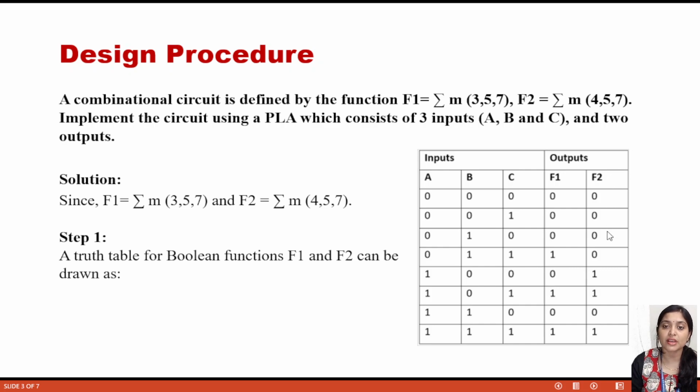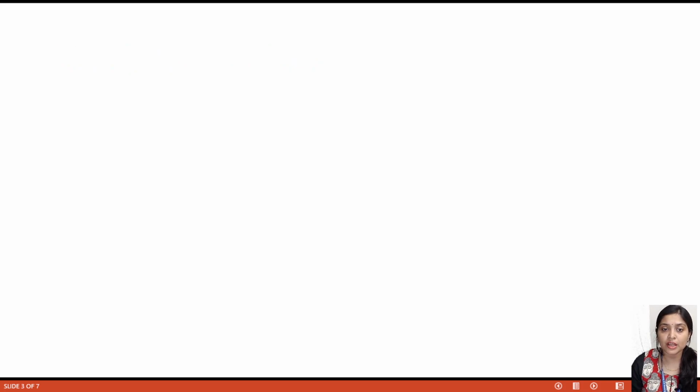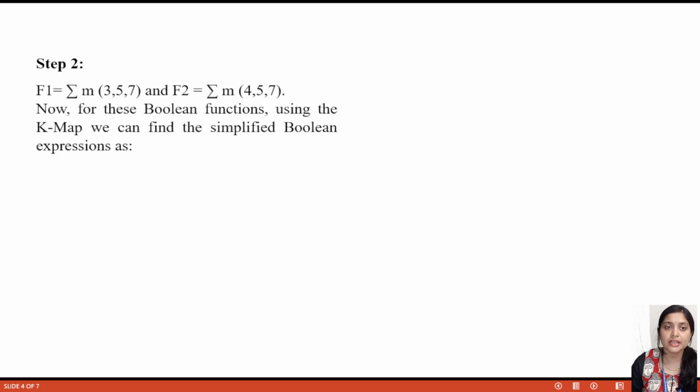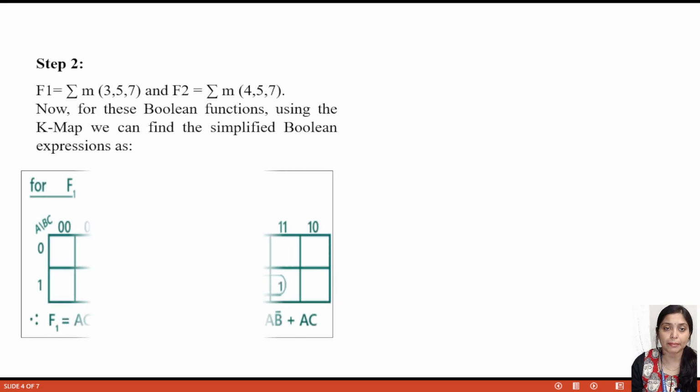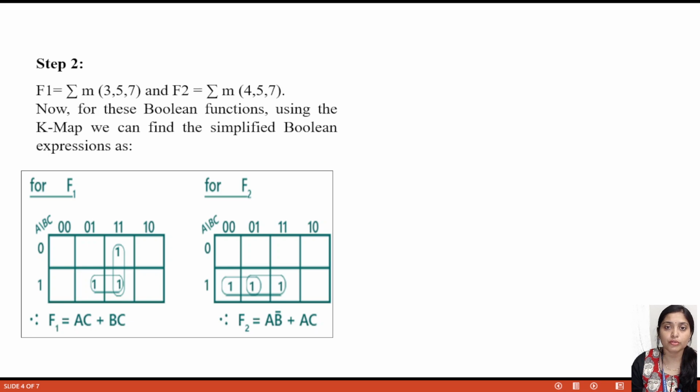Now we have to design the circuit. How to design? So this is the step 2. Based on this function, first of all we have to find out the value of F1 and F2 by using a K-map. I think all of you know the K-map. If you have any doubt about the K-map, just go through my previous video of the K-map, you can easily understand. Okay, so this is the F1 K-map.